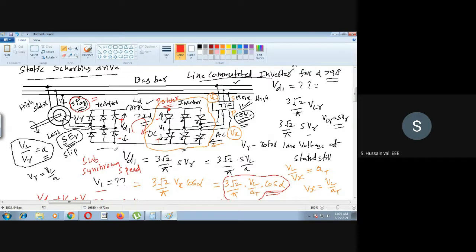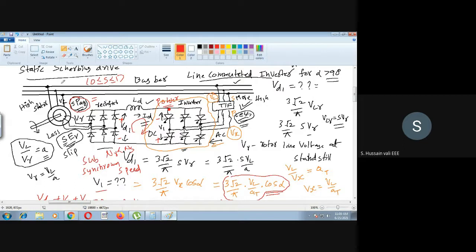Okay, so how do you do this thing, subsynchronous speed and supersynchronous speed? Subsynchronous speed means NR is less than NS. So if NR is less than NS, the slip S is always less than 1. The slip is always between 0 and 1. If NR is always less than NS, definitely the slip is between 0 and 1.